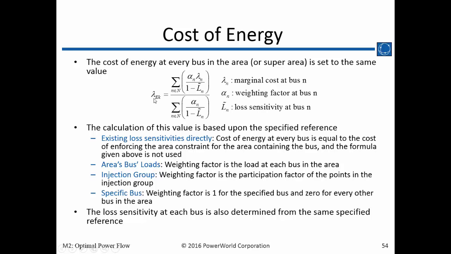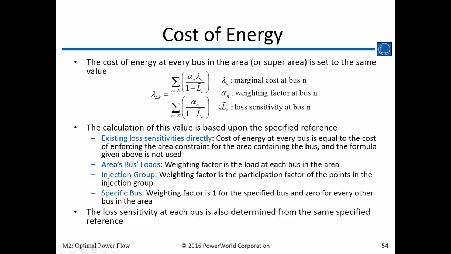You can also make the cost of energy a weighted average of all of the LMPs in the system. That's what this equation represents. It's a sum where the weighting is alpha sub n divided by 1 minus L sub n. The L sub n is the loss sensitivity at the bus, the alpha sub n is the weighting factor, and then this is just the marginal cost at the bus.